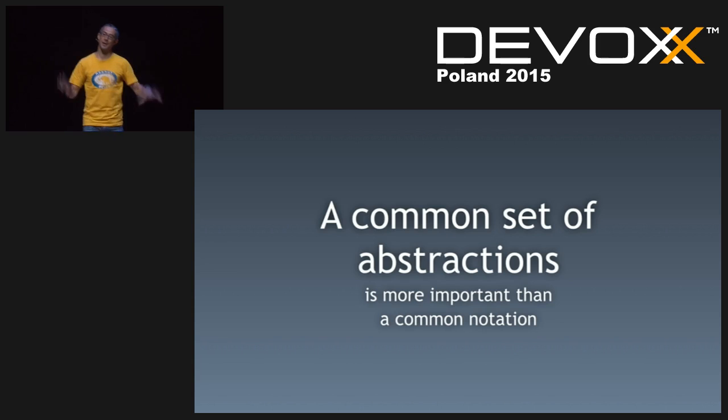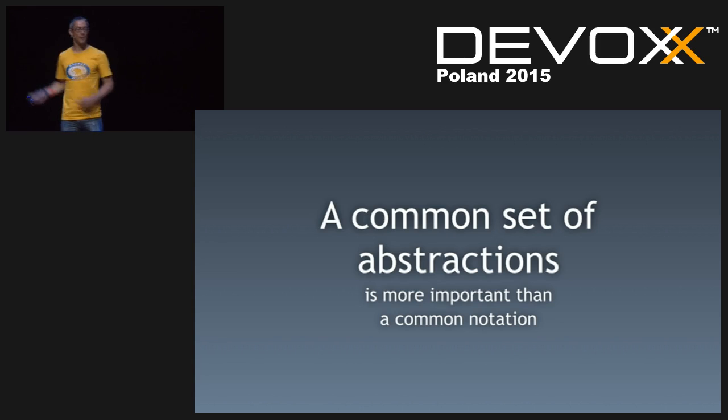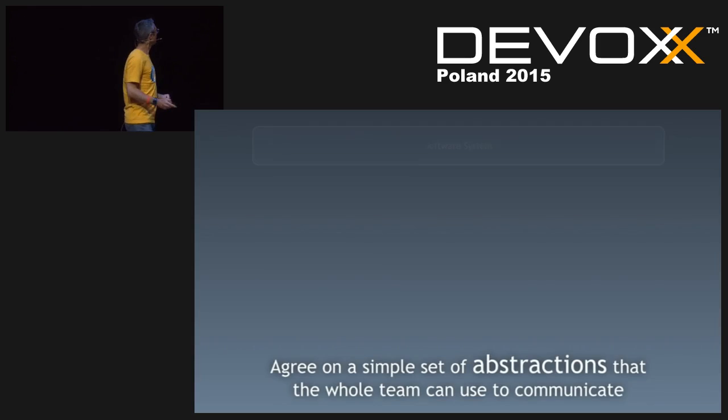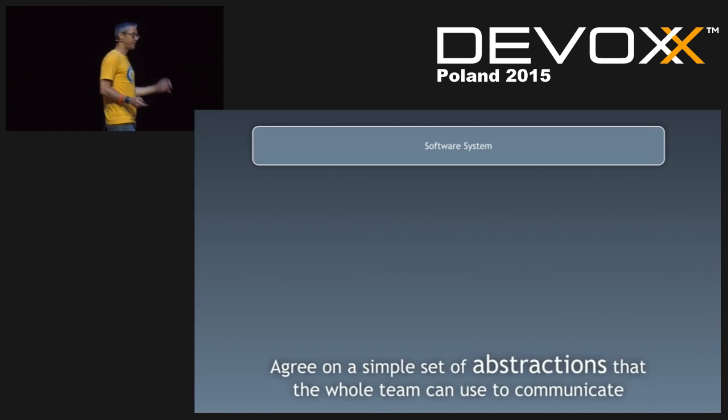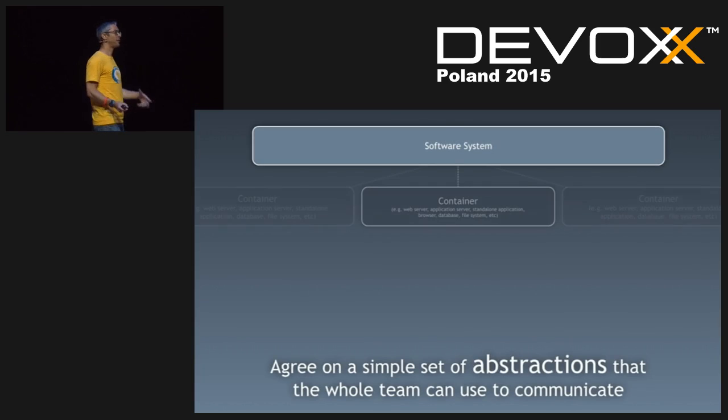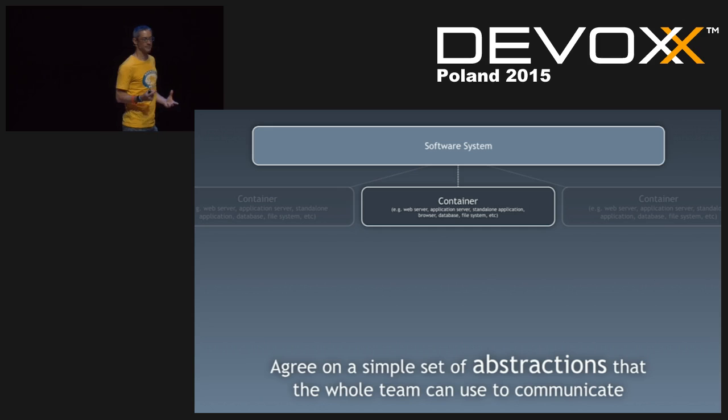So let's take that concept and apply it to our software world. So how do I do this? For me, a software system is made up of a number of what I call containers. Right, this isn't Docker. A container is simply something that you can host code or data inside of. In real terms, this is a mobile application, a web application, a standalone application, a Windows service, a database, a file system, something like that.